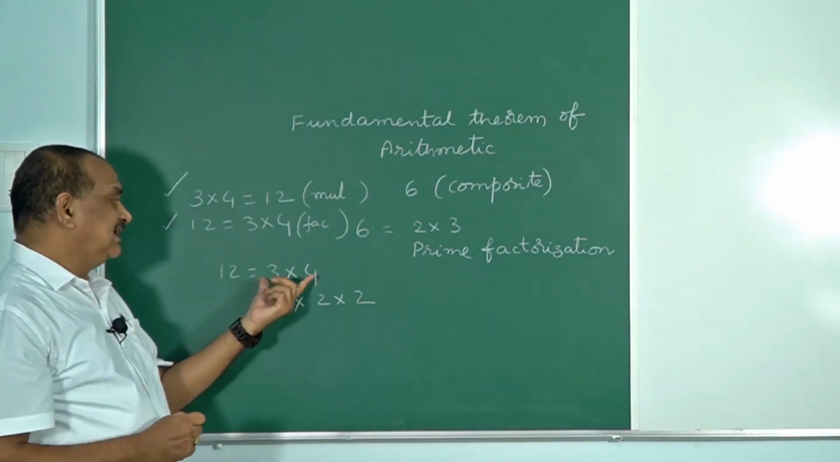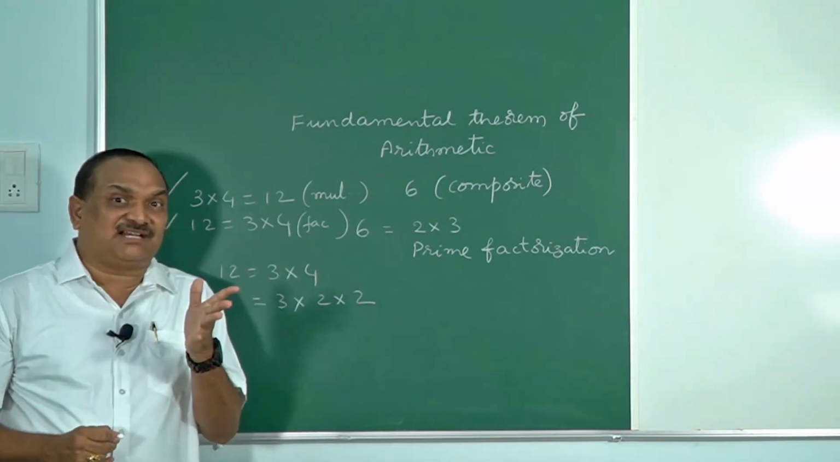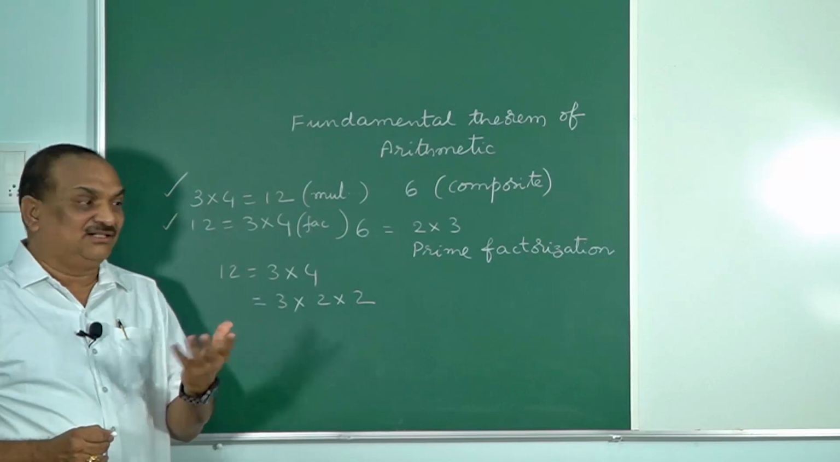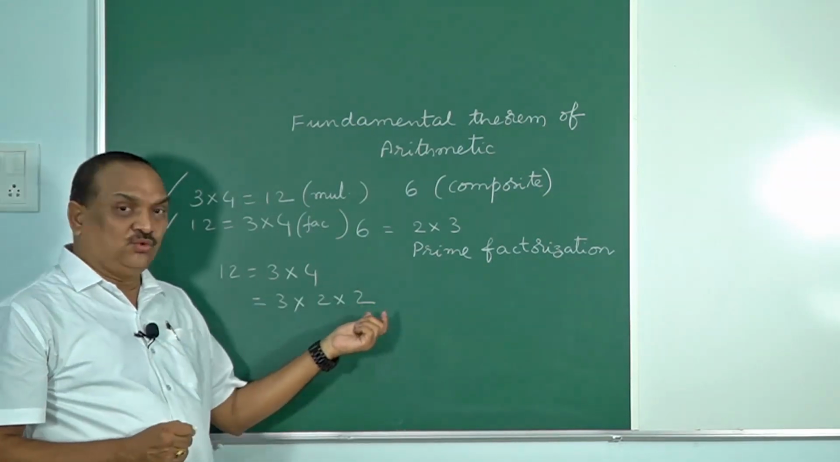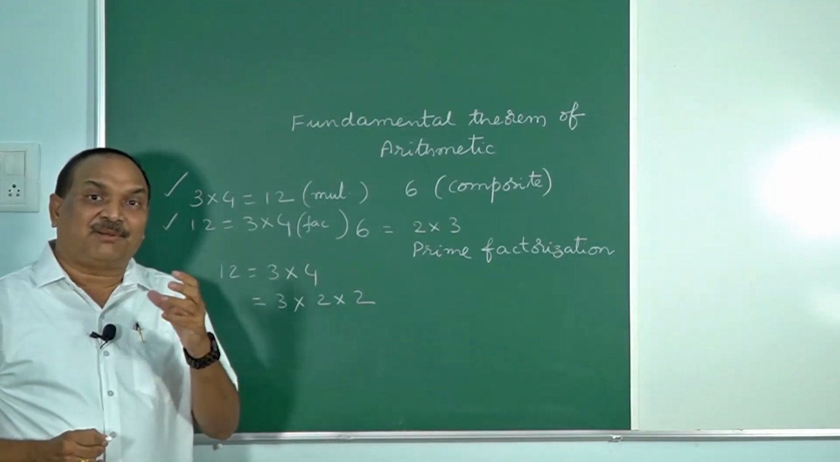You can't leave it here. So you have factorized, but it's not complete factorization. Something more has to be done. So you have 3 times 2 times 2 when you write. All the factors you have written are prime numbers.